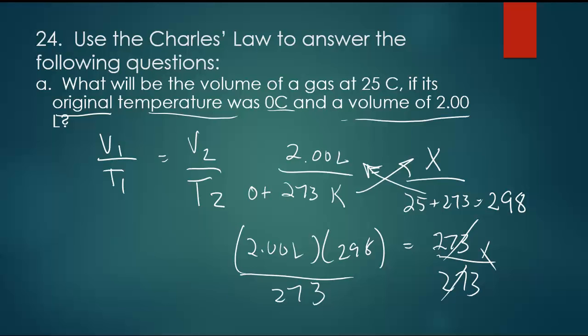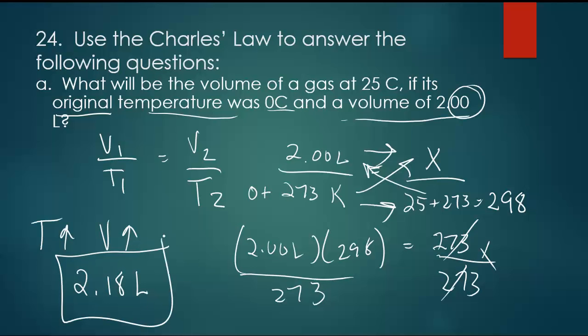Now that I understand the concept, as temperature goes up, volume goes up by the same amount. What happened to the temperature? The temperature went up by a little bit, so my volume should go up or down by a little bit. So I should expect an answer to be 2. Okay, so if they give it to you in 2 decimal places, please give it back to them in 2 decimal places. Be consistent. Be consistent.